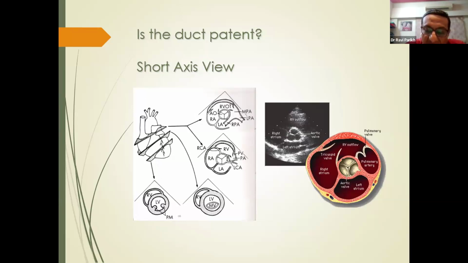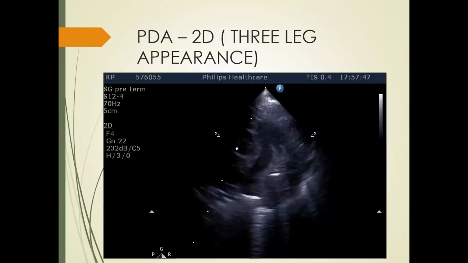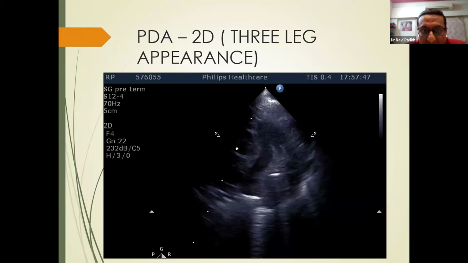When you are learning the different views, Dr. Mohit or whoever is doing that will show you. You swipe from the apex of the heart to the pulmonary artery. And when you see the two pulmonary arteries in short axis, if there is a patent duct, you will see it at that position. So this is the PDA. Normally there are two, right and left pulmonary artery, but when you get efficient in the scans, you can easily demonstrate on 2D a three leg appearance. The third one is the patent ductus arteriosus.